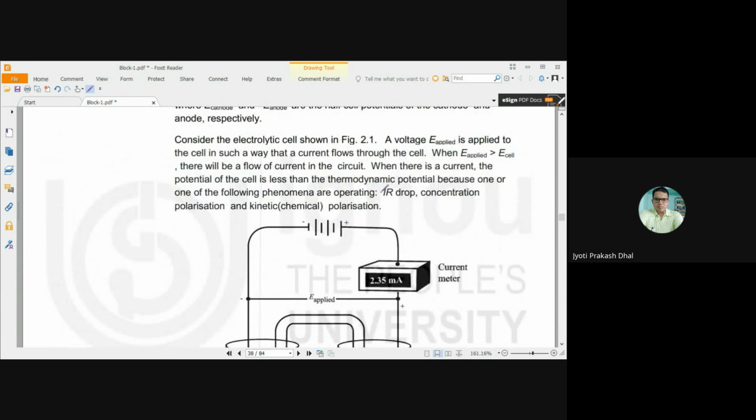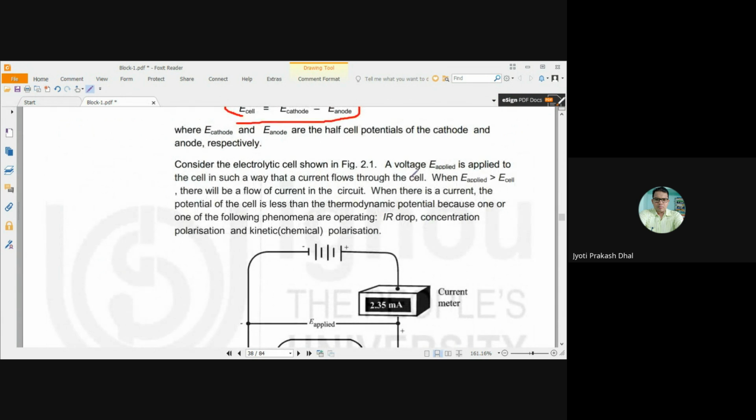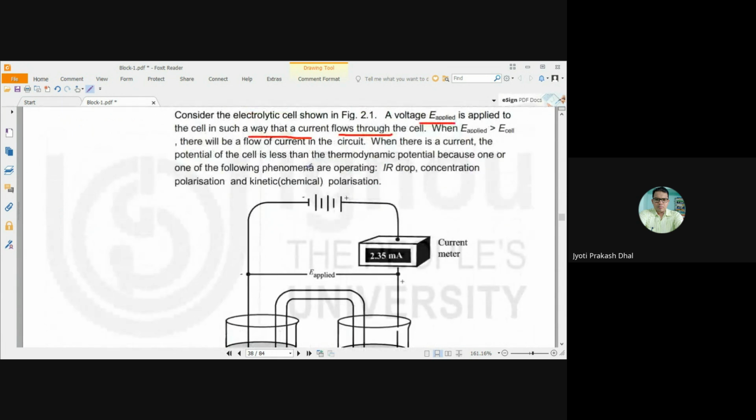Consider the electrolytic cell given in this figure. In this figure, an external voltage E applied is applied to the cell in such a way that current flows through the cell. When E applied is greater than E cell, there will be a flow of current in the circuit.